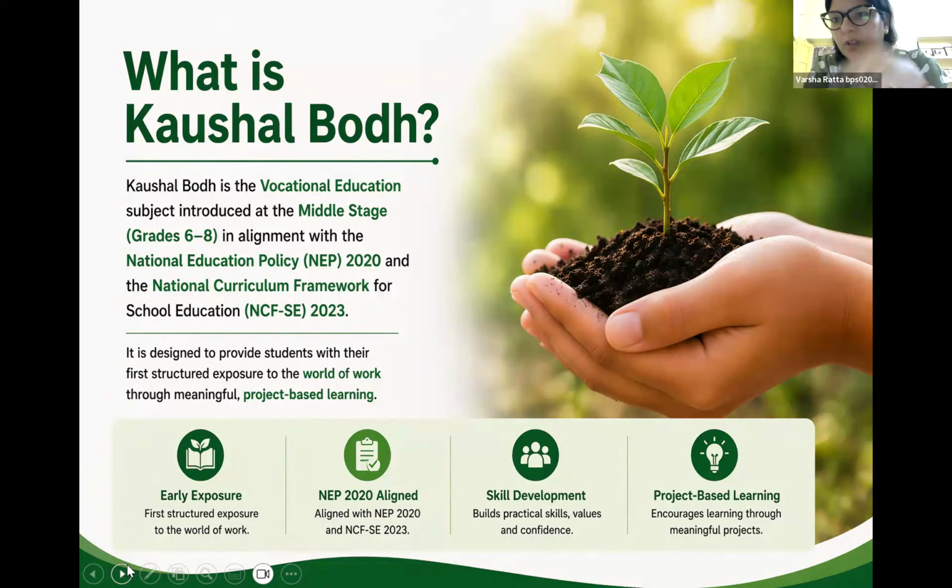So every member of a team would be of a different caliber, right? This is how PBL happens. I mean, I'm not talking about Kaushal Bodh right now. I'm just talking about the project-based learning, how it happens. So probably, a group of 4 or 5, as per the numbers in your classroom.